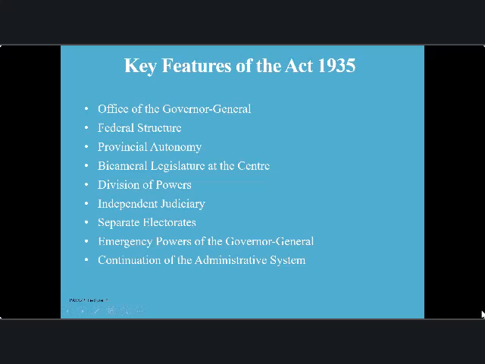So students, now we will discuss the continuation of the administrative system. The Act ensured the continuation of the existing administrative and bureaucratic system inherited from British India. This helped Pakistan maintain governmental continuity during the early years of independence. So in this way, this Act played a paradoxical role. On one hand, it was a colonial framework with serious limitations and undemocratic features. On the other hand, it provided a ready-made administrative structure that allowed the government, judiciary, civil services and military institutions to function during the early years of independence.